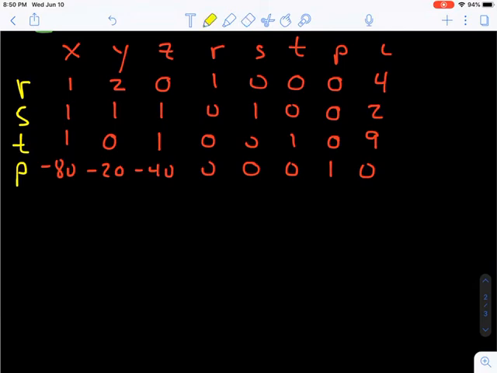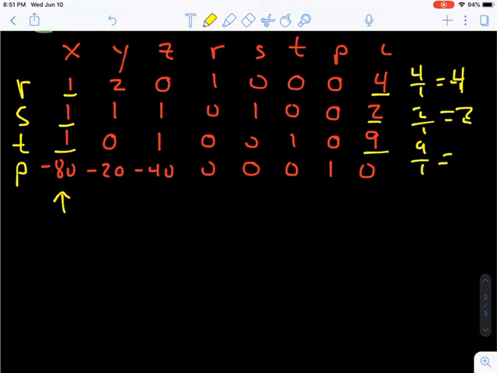So to find our pivot row, we look for the most negative number in the bottom row, which would be the negative 80. And so a number in the x column will be our pivot. And that pivot has to be a positive number. So it could be either one of the three ones. And we're going to take a look at the ratios. So we're going to take a look at 4 divided by 1 is 4. 2 divided by 1 is 2. And then finally, 9 divided by 1 is 9. So we're looking for the smallest ratio, which would be 2. So that means that this will be our pivot.